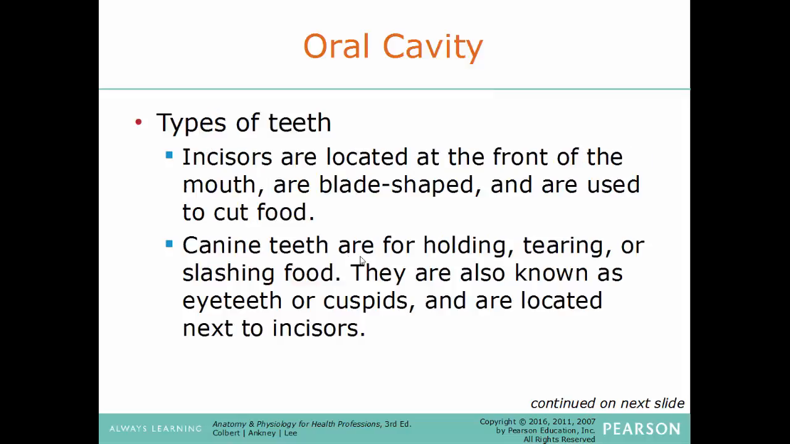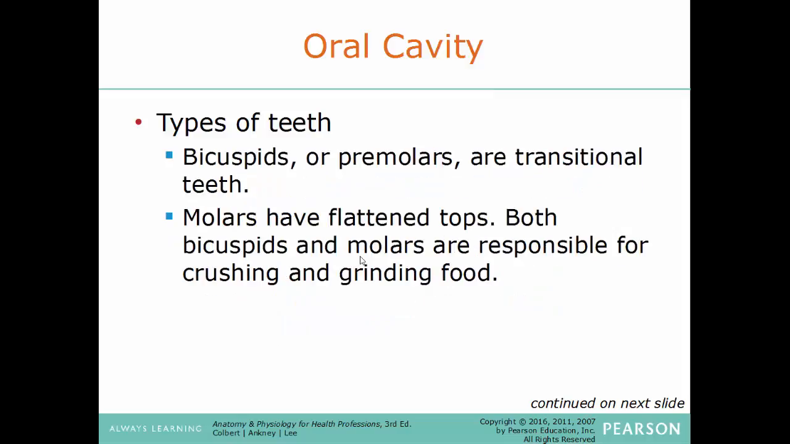Right? There are various different types of teeth depending on their function and their shape. The first one, incisors. These are located at the front of the mouth, are blade-shaped, and are used for cutting food. Canine teeth are used for holding and tearing or slashing of food, also known as cuspids or eye teeth, and they're located right next to the incisors. Bicuspids, also known as premolars, are transitional teeth, and molars are the ones with flattened tops, and both bicuspids and molars are responsible for crushing and grinding food.